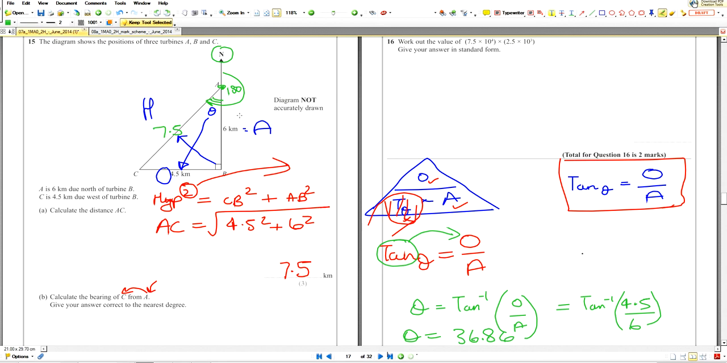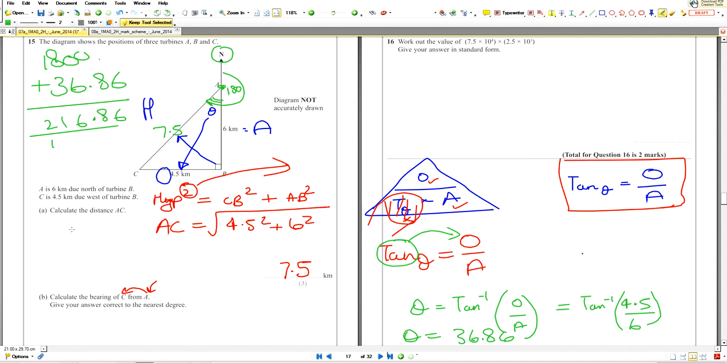Now remember the bearing is going to be 180 plus, isn't it? Because that was just agreeing with that angle here. So we have to now do 180 degrees, which is this part here, plus the angle we just worked out. So 180 plus, what was it? 36.86 degrees. And that will give us an answer of 216.86. We haven't finished yet.